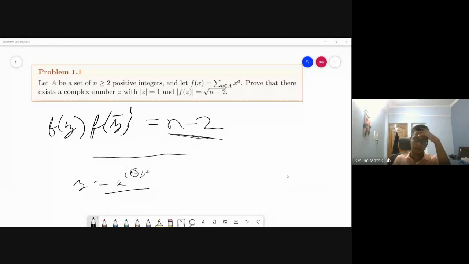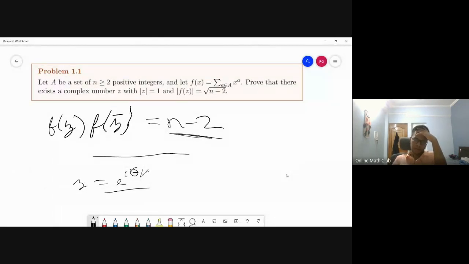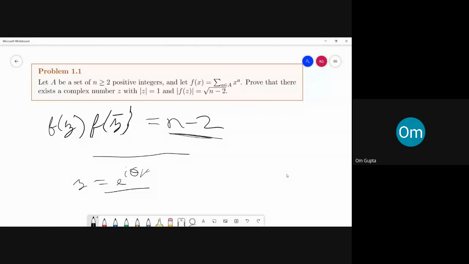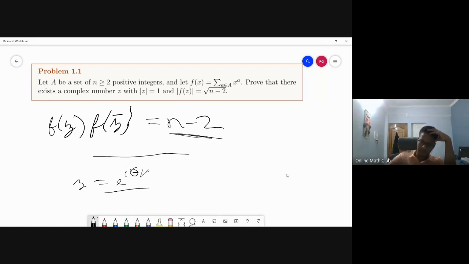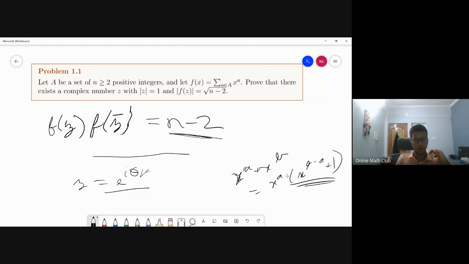Okay, so what do we do now? Should we consider the n equals 2 case first? Sure. Then you're just looking for x. I think that's just direct, actually, now that you say it. That's x to the a plus x to the b is equal to x to the a times (1 plus x to the b minus a). So just pick a root of this and you're done.